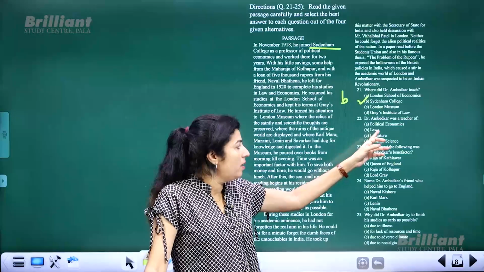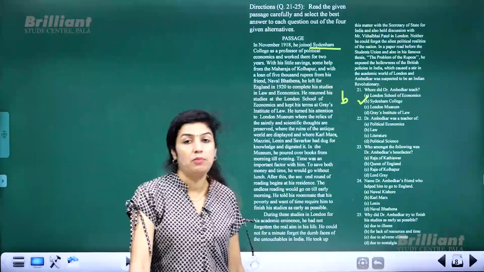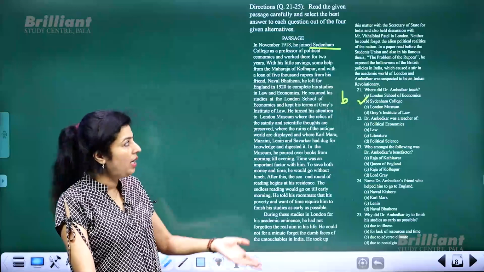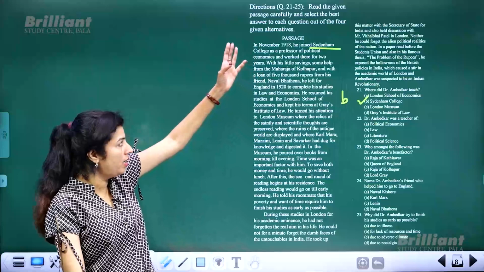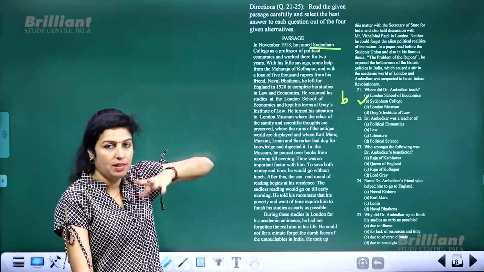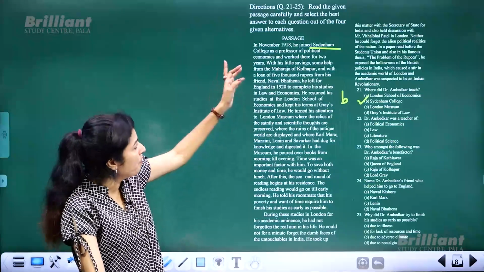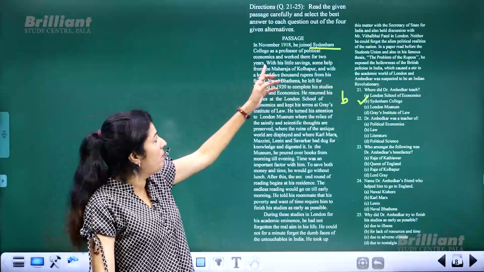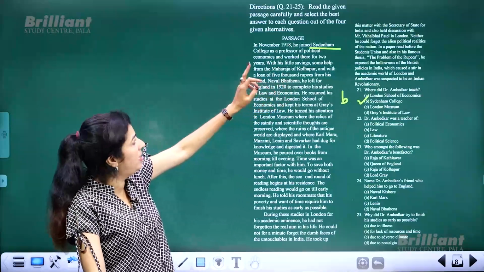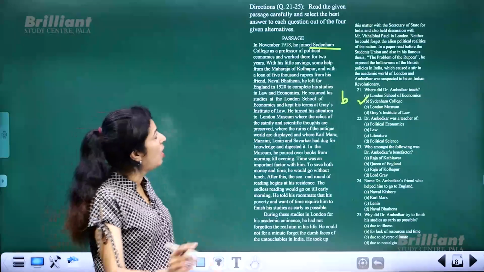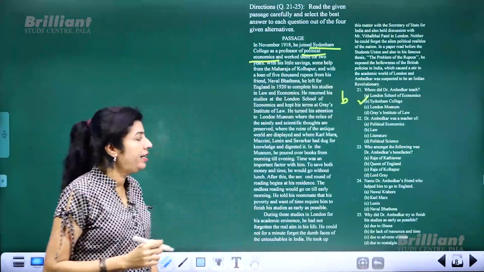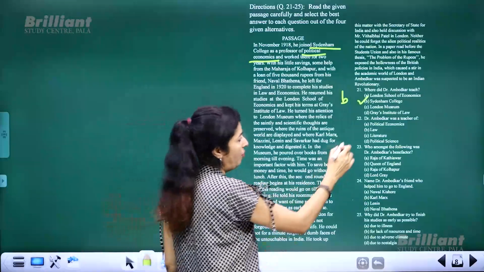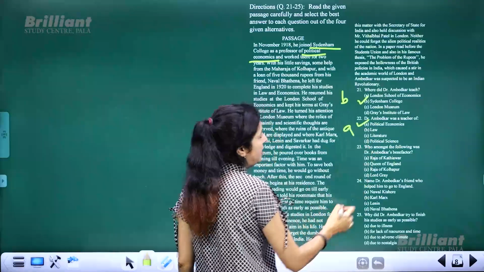Dr. Ambedkar was a teacher of, so what subject did he teach? Definitely when you get the name of the college at the outset, you will be getting the subject also, right? So let us read the complete sentence. In November 1918, he joined Sydenham College as a professor of political economics. That means he was a teacher of option A, political economics.